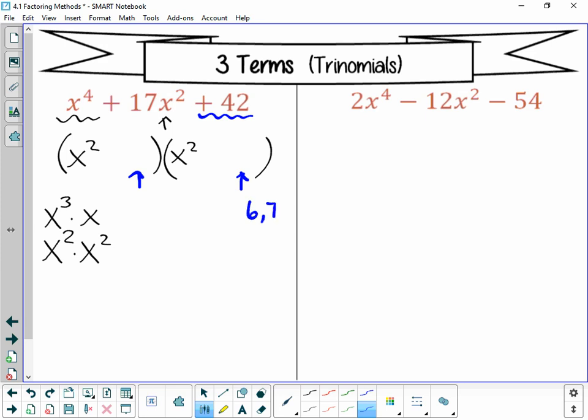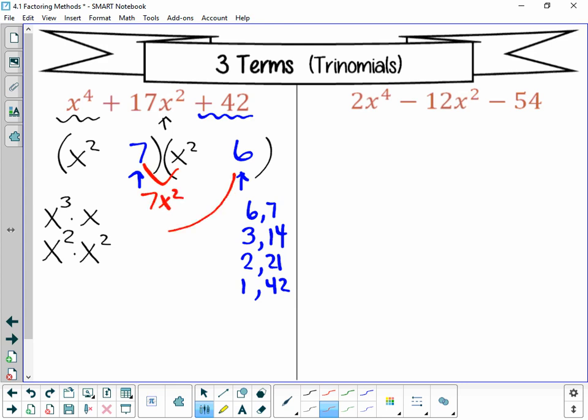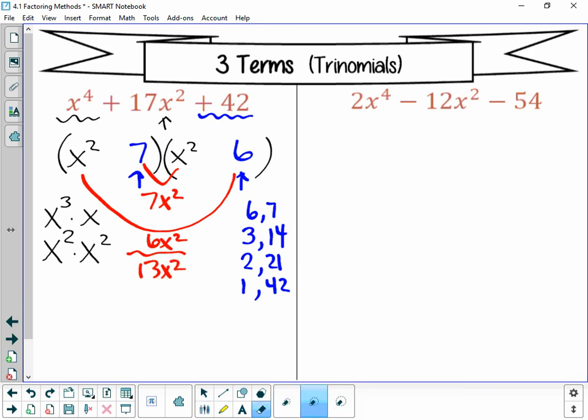Probably the one that comes to mind first is 6 times 7. Another one is 3 times 14. Another one is 2 times 21. And then, of course, 1 times 42. So, maybe you start with the 6 and the 7. And you think about what that would give you for your middle. That would be a 7x squared and a 6x squared. Well, that gives me a 13x squared. So it's close to 17, but not quite. So we've got to try something else.